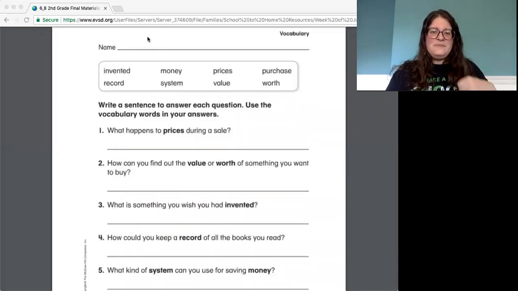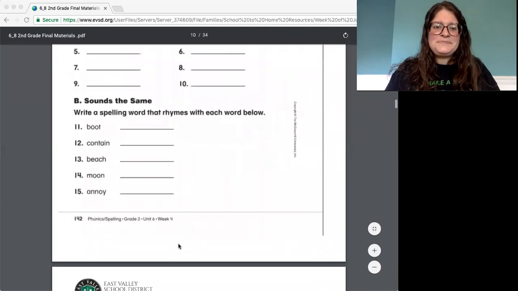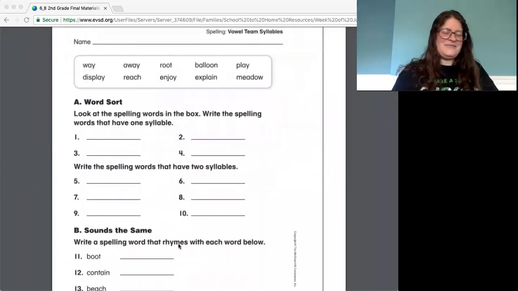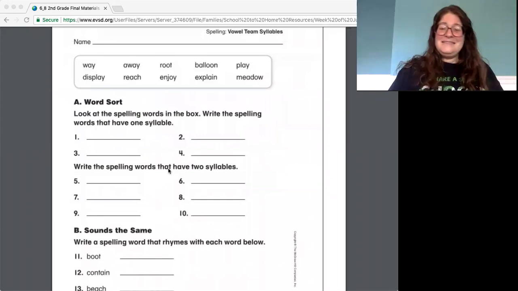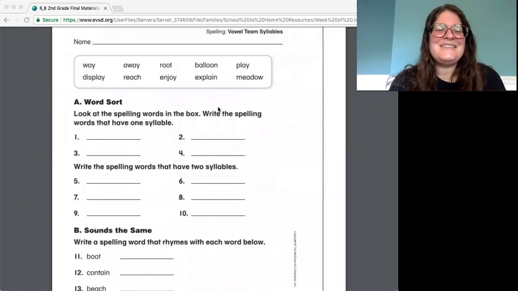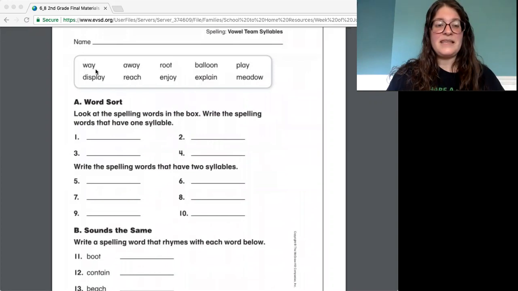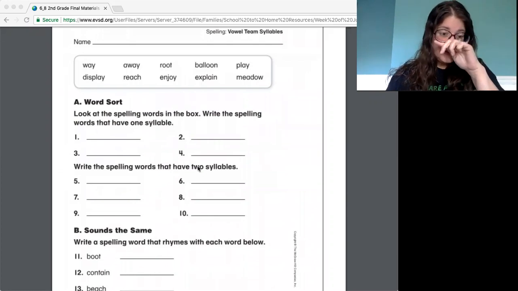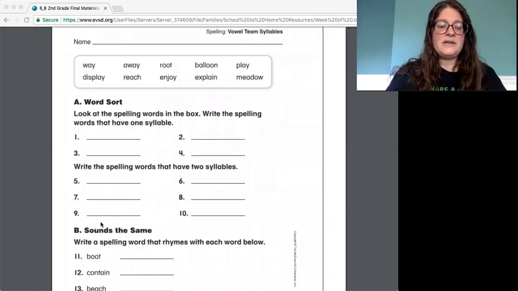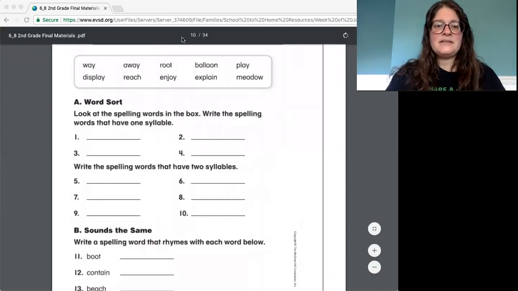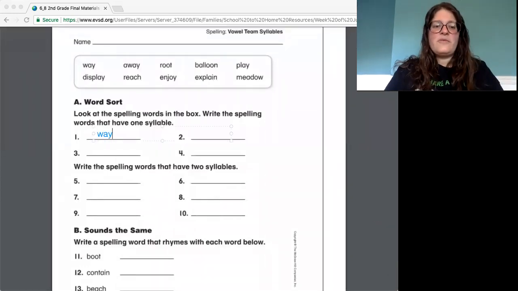Okay, moving on. We're going to go down to the syllables. Excuse me. And we're going to do some spelling with syllables. So I like to find syllables by clapping out a word. So I'm going to read my list, and as I read, I'm going to sort into 1 syllable or 2 syllables. And then down here, you're going to write a spelling word that rhymes with each word below. So if I look here, this says way. That sounds like only 1 syllable, so I could write it here, way.